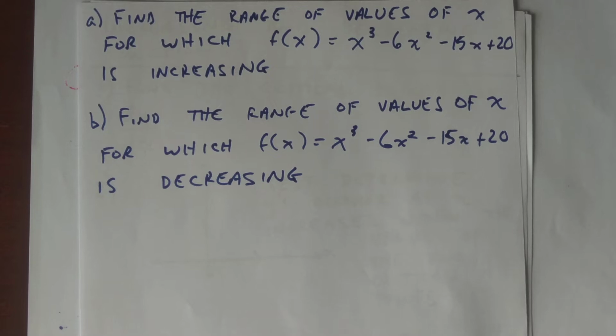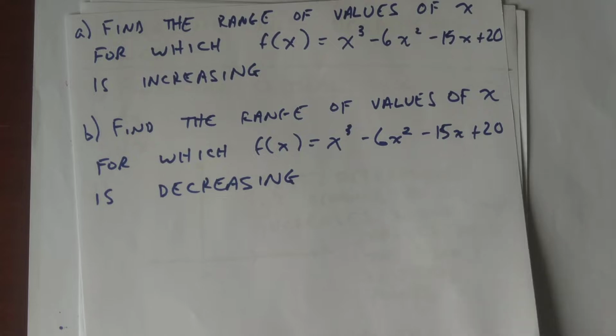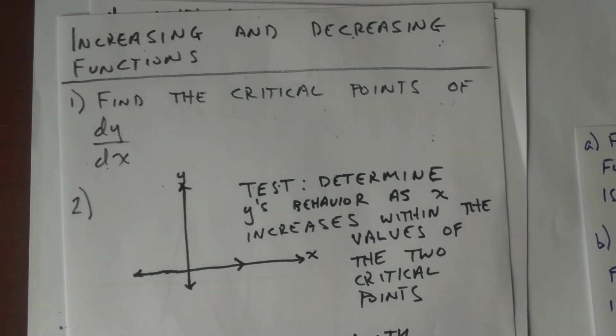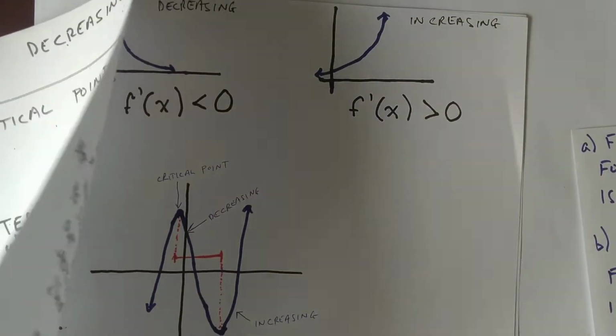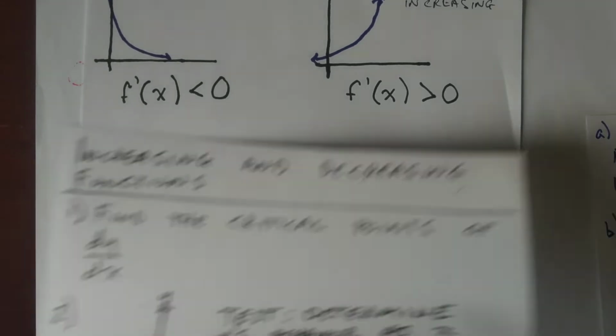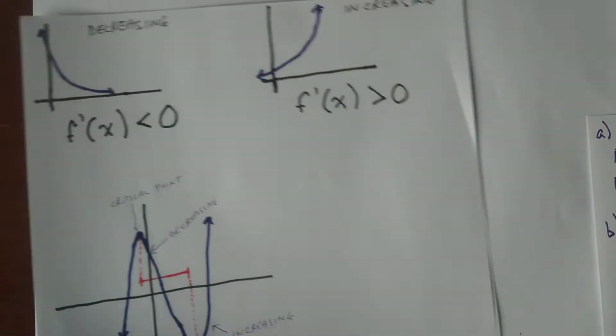So we're into 8.1 now, and what we're trying to do is determine what these functions are doing, whether they're increasing or decreasing. I made a sketch somewhere. All right, don't make fun of it, please. It's not Picasso or anything.